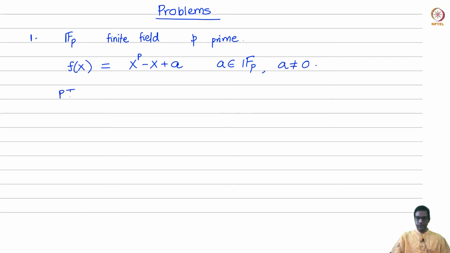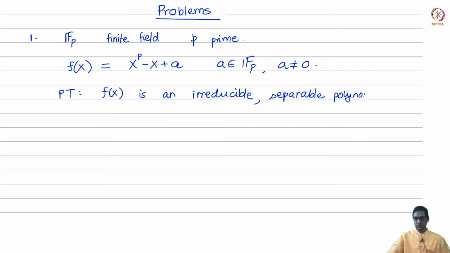The question says prove that f is an irreducible separable polynomial in Fp of x. Okay, so let's prove this. So here's the solution. It involves lots of little things that we have learnt along the way. So it's a nice application of many of the facts we've seen. So let's go ahead and do this.